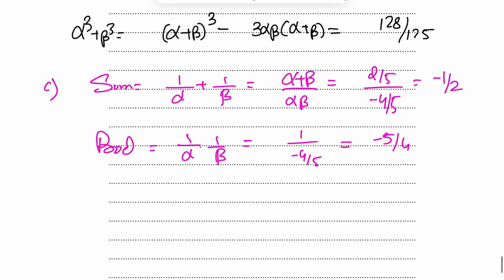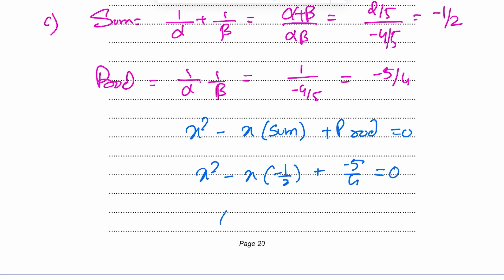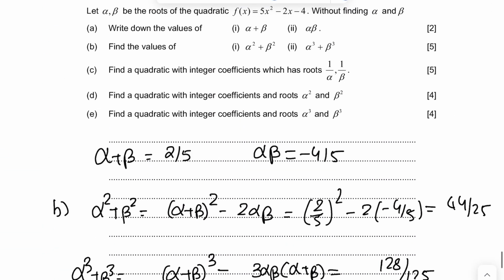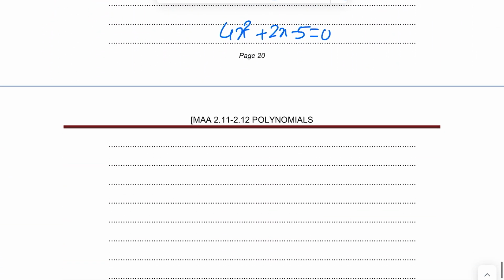4. So we learn that x square minus x times sum of the roots plus product of the roots equals 0. So x square minus x times minus 1 upon 2 plus minus 5 upon 4 equals 0. Multiply by 4, so you get 4x square plus 2x minus 5 equals 0, whose roots are alpha square plus beta square and alpha cube plus beta cube.